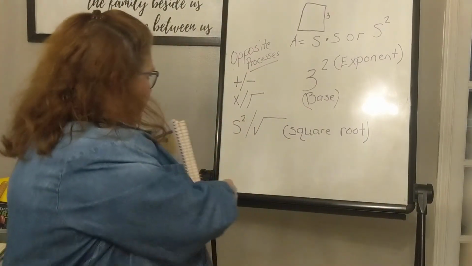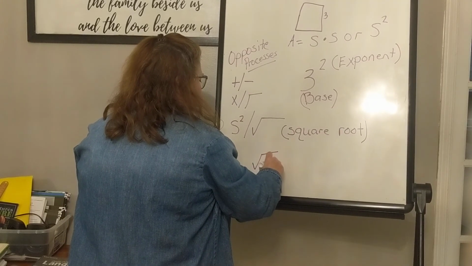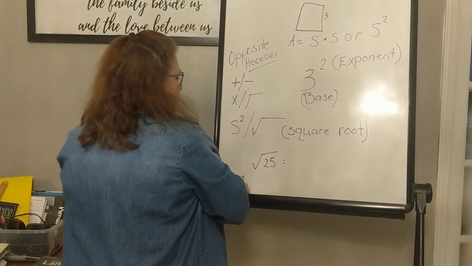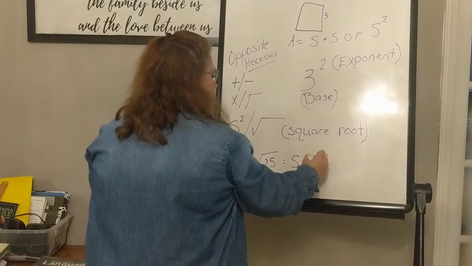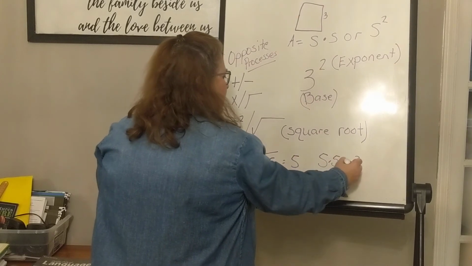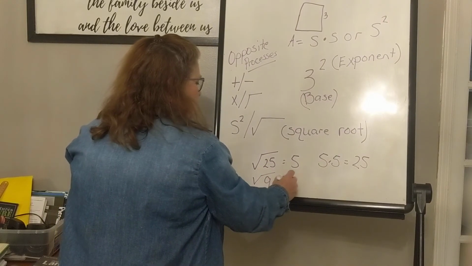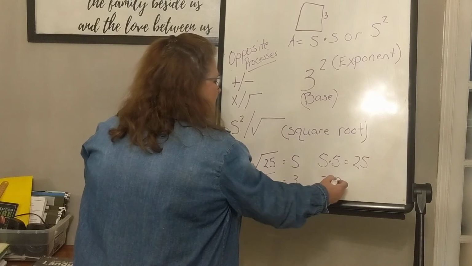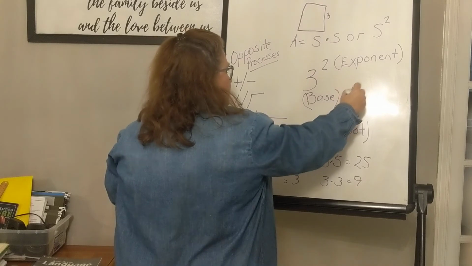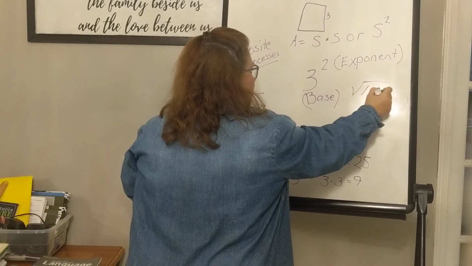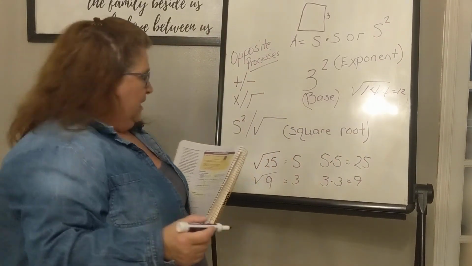So if you've seen something that said the square root of 25, we would know that the square root of 25 is 5, because 5 times 5 equals 25. The square root of 9 is 3, because 3 times 3 equals 9. The square root of 144 is 12, because 12 times 12 equals 144.